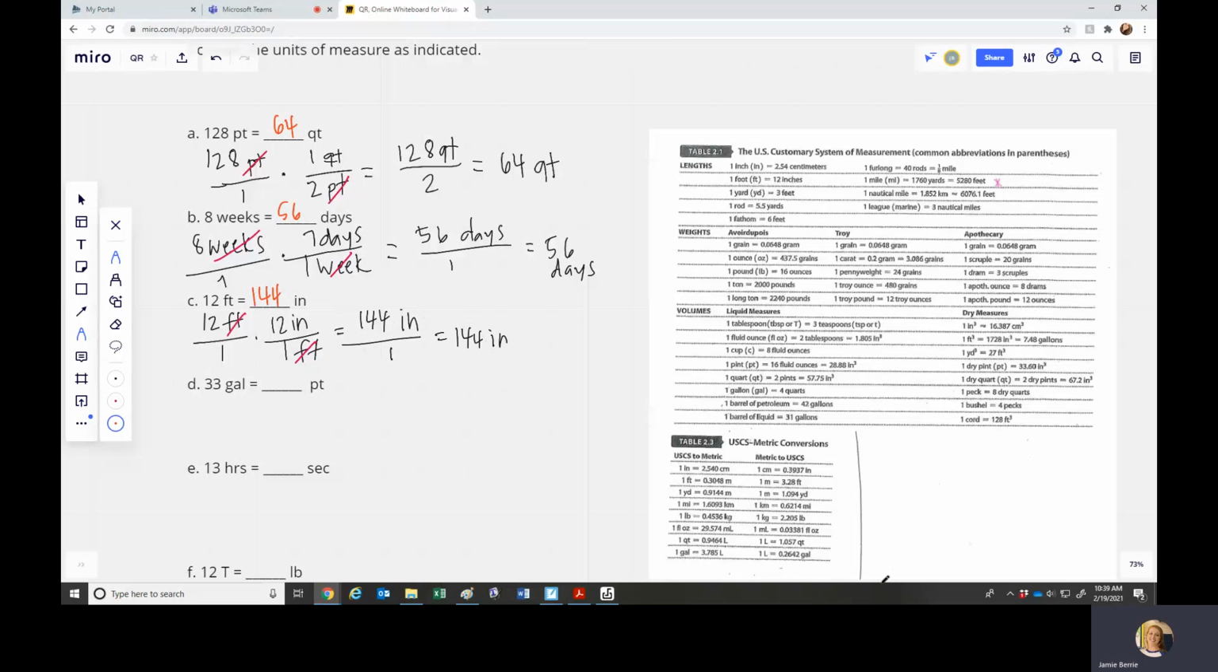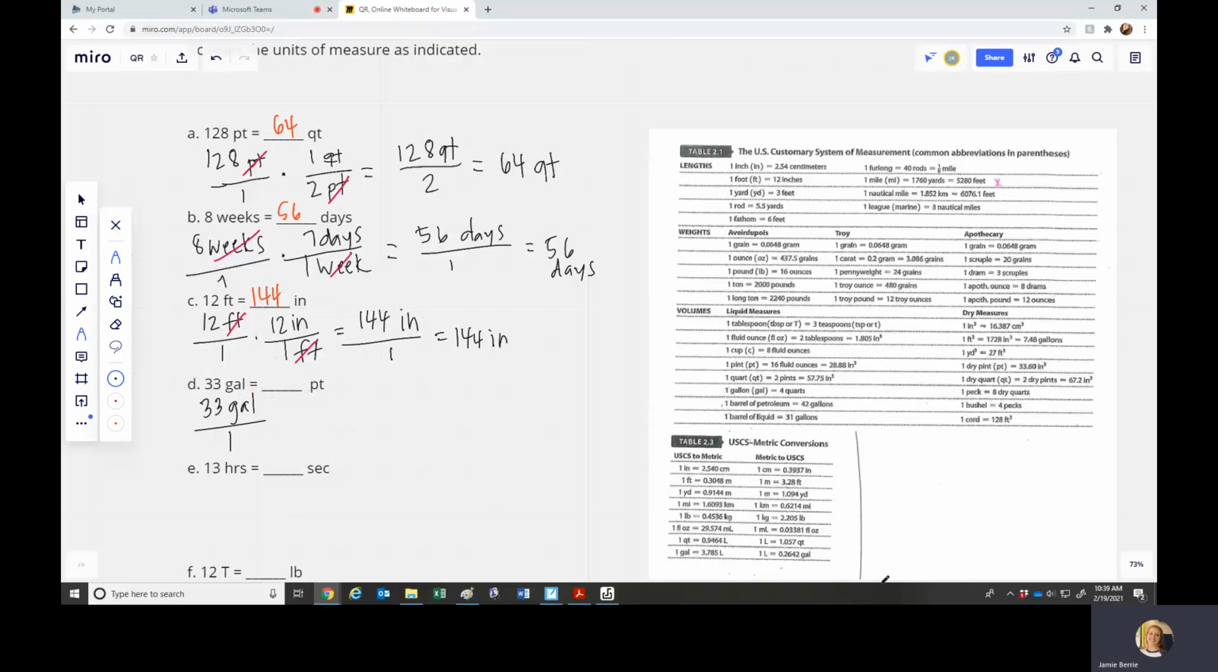So far they've been pretty easy. Let's look at one that's a little bit harder, where we have to multiply by more than 1 unit factor. All right, so we have 33 gallons, GAL stands for gallons, equals how many pints? PT stands for pints. All right, so you're starting off with 33 gallons over 1.